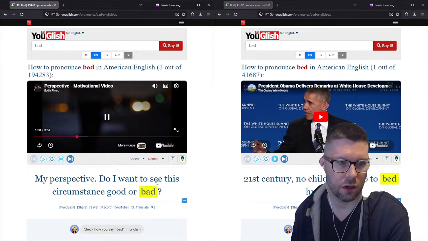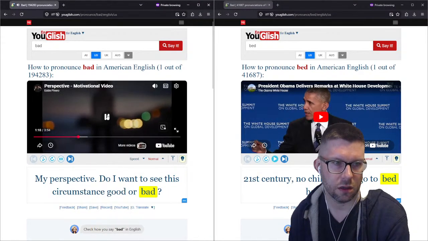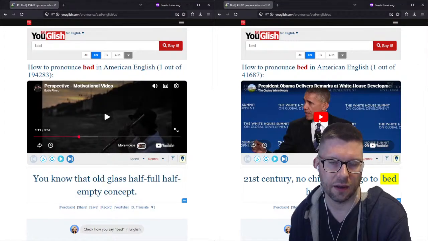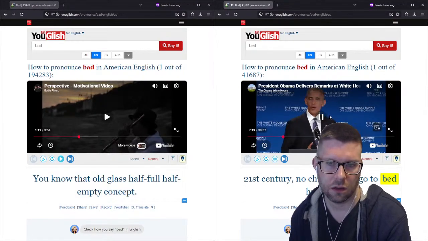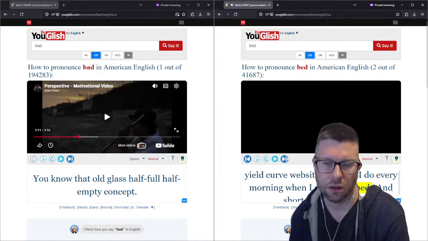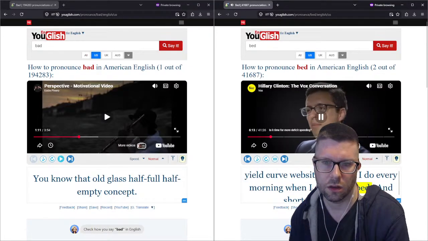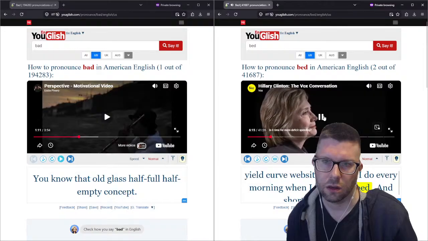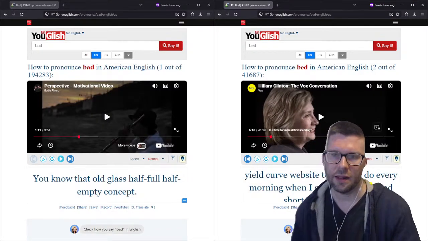My perspective. Do I want to see the circumstances good or bad? Bad. Belief that in the 21st century, no child should go to bed hungry. Bed. Real daily yield curve website today, as I do every day when I get out of bed in the morning. Bed in the morning.